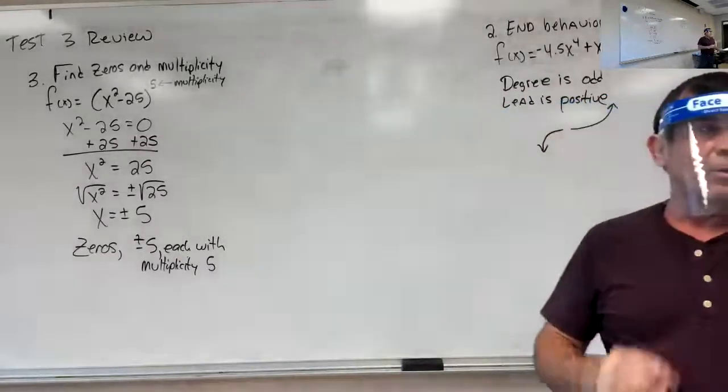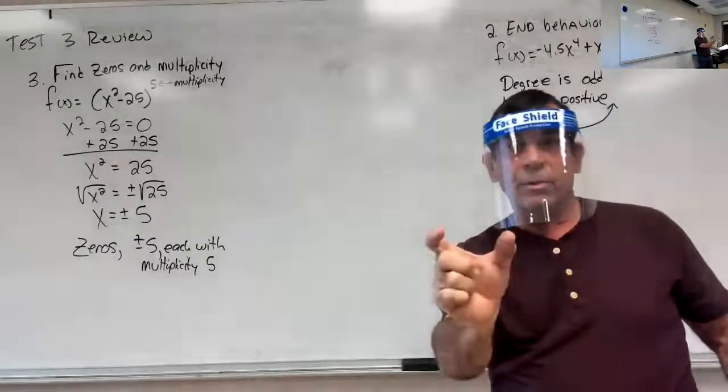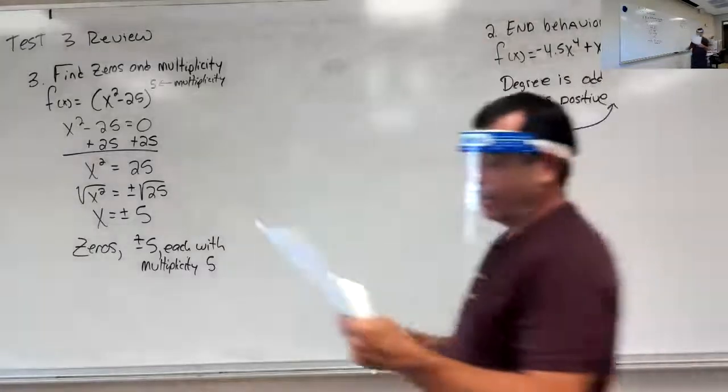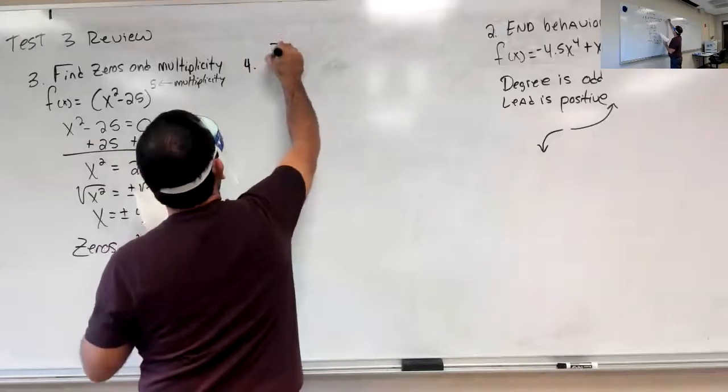So, you know, this is the main thing on those. The factors are all going to give you the zeros, and those exponents on the outside are always going to give you the multiplicities, okay? So knowing that, here comes number 4. Same thing, zeros and multiplicity.